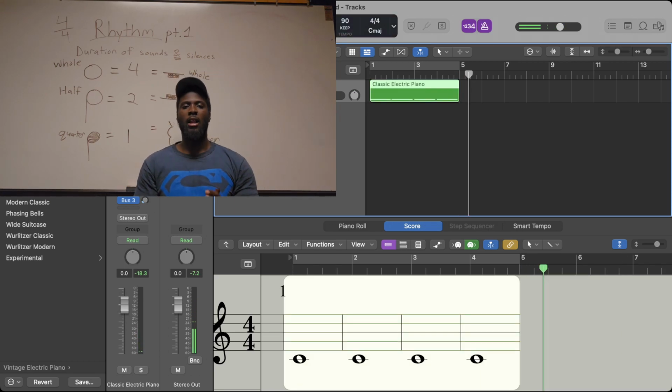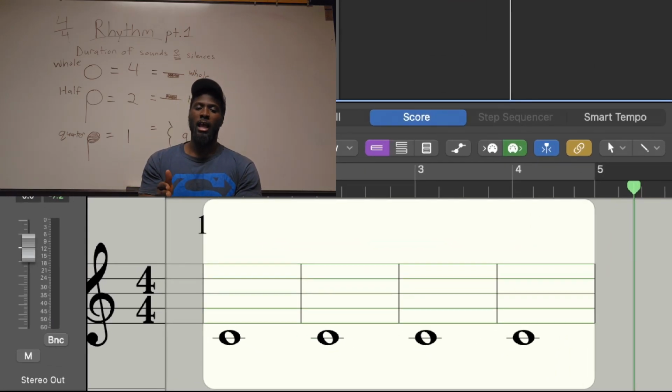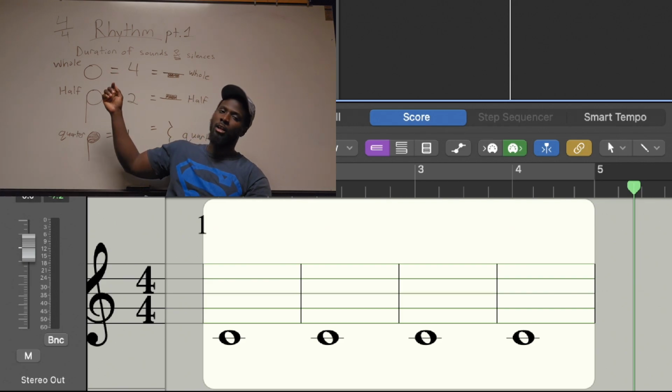All right, so now look at the bottom. Notice what happened this time around. Notice the notes have a white circle and it has no stem. That is because I played a whole note.